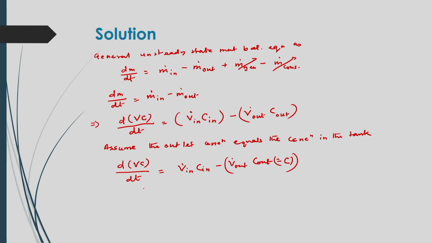Here we can write again, if we consider that V in, the inlet flow rate, and the outlet flow rate of this stream are equal, then we can write V dC by dt equal to V dot in C in minus V dot out C, and in this case we can omit all those other terms.